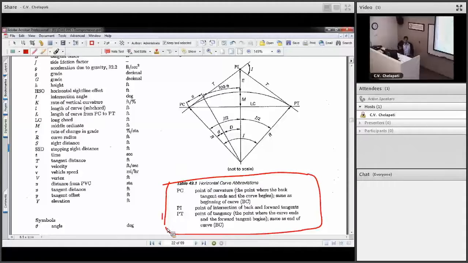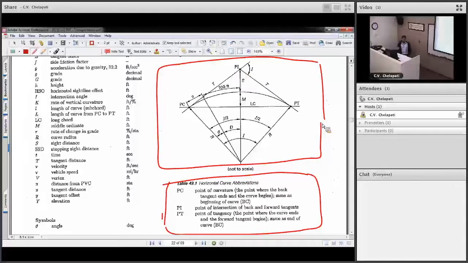What is PC? What is PI? What is PT? In reference to this diagram for horizontal curve design, you must have seen horizontal curves when you're driving a car. Essentially that's the sketch which is simplified here and presented to you. The first one is PC, the point of curvature, the point where the back tangent ends and the curve begins. It's right here. That's PC.